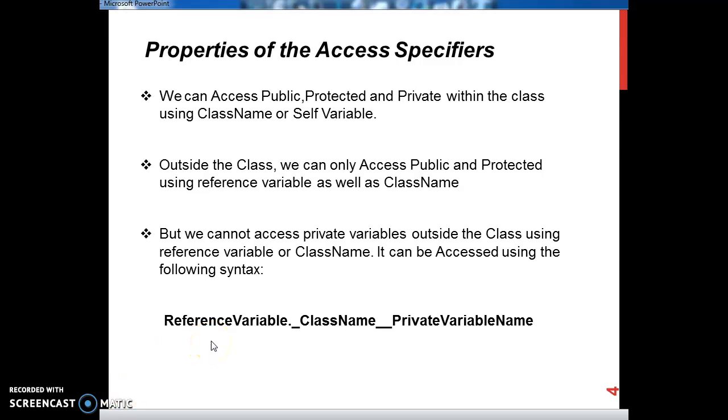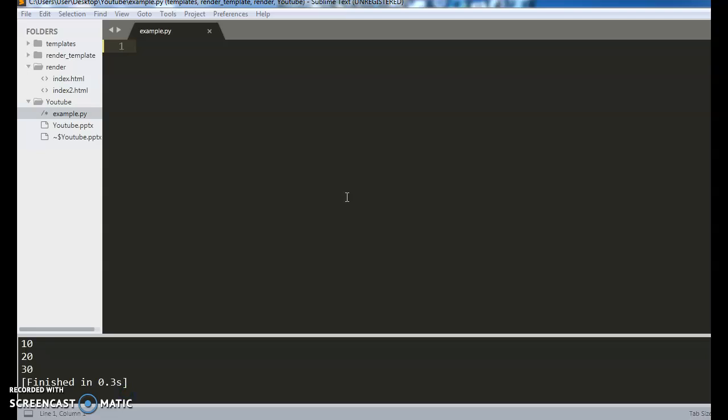Let us see some examples to show how to use the access specifiers by writing the code. Here I am using the Sublime Text editor for writing the code in Python.